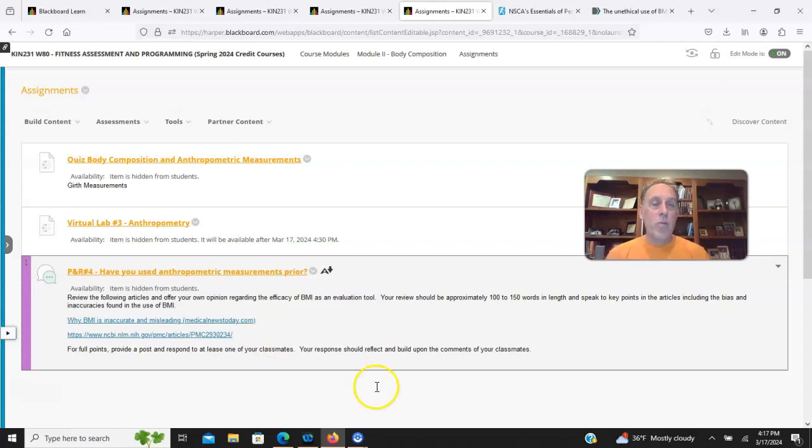Put it out there. I'm looking for 100 to 150 words in your post. And when you do a response, just don't say, Jennifer, I think your answer is great. You know, offer a little insight. And it should reflect and build upon the comments of your classmates. So if you want full points, you have to post and respond to your classmates.